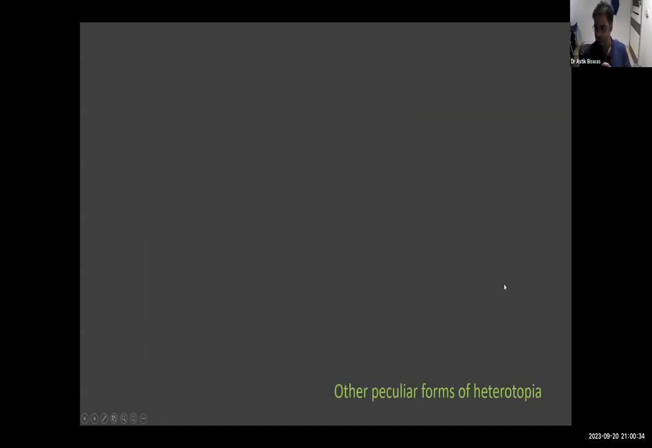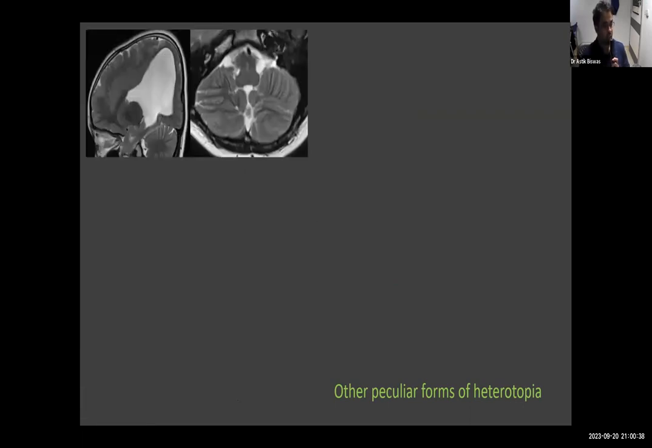There are some peculiar forms of heterotopia. So this is case number 1. We can see this thick parasagittal band of heterotopic nodules. The ventricular system is enlarged. There is also overlying polymicrogyria here in the frontal and parietal lobes. So quite an extensive malformation.